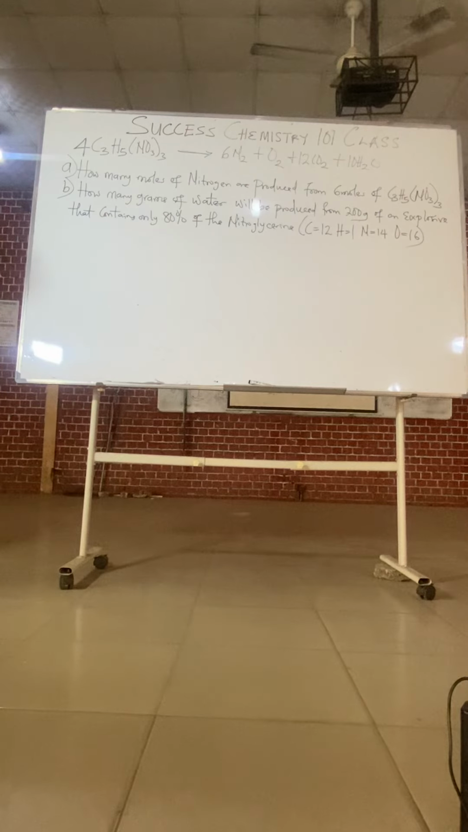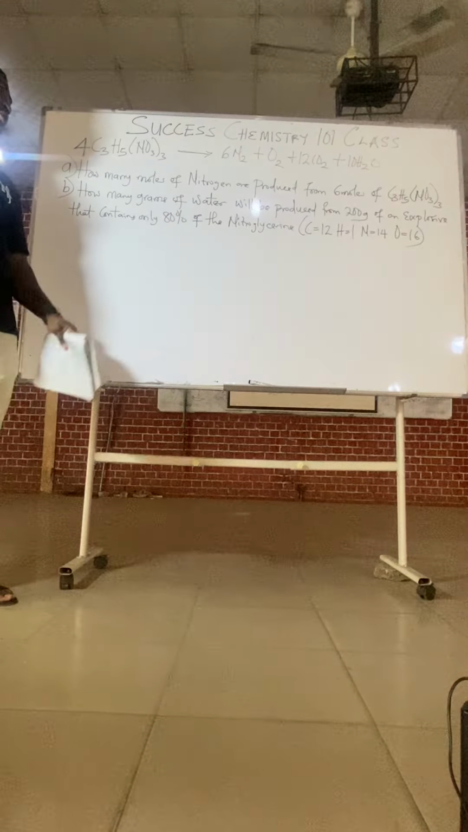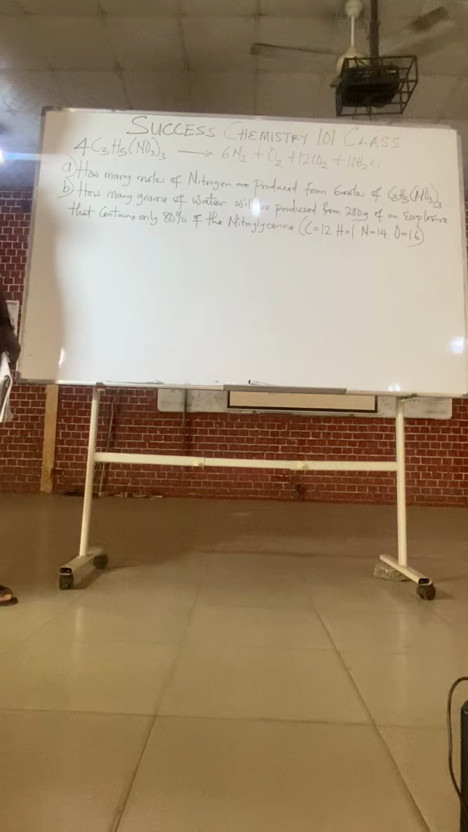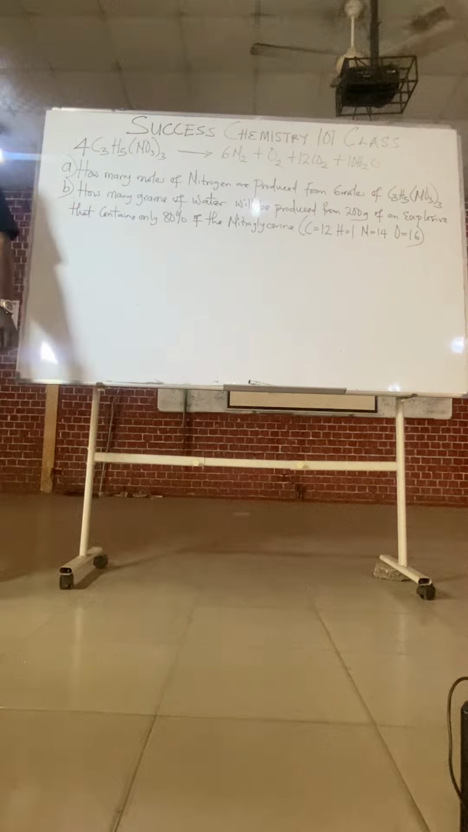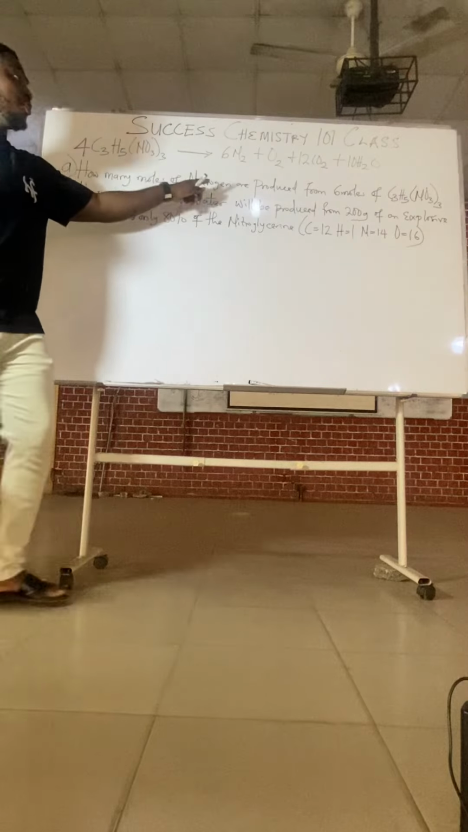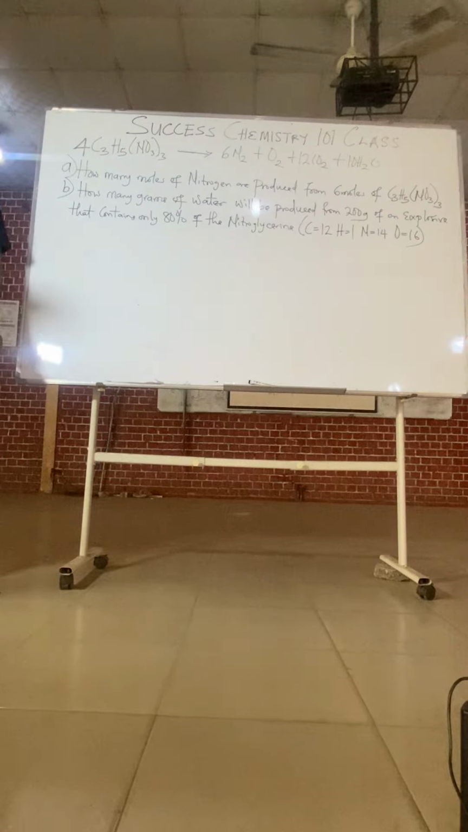Class, the question we have is on the board. How many grams of water will be produced from 200 grams of an explosive that contains only 80% of the nitroglycerine? A, how many moles of nitrogen are produced from 6 moles of C3H5(NO3)3? Class, this question A, what kind of stoichiometry is it: mass to mass, mole to mass, mole to mole, mass to volume? Mole to mole. Because how many moles of nitrogen do we produce from 6 moles? So that's the first thing you should recognize. I'll give you different questions, don't worry. Now, class.